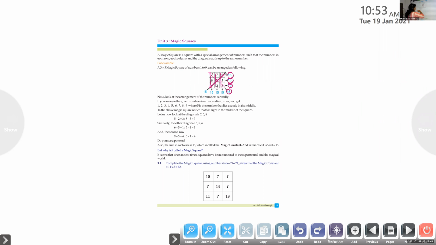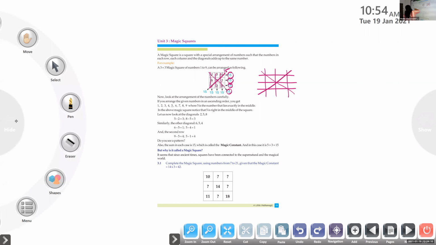2 diagonals, isn't it? What is meant by a diagonal? The line which joins the opposite corners, passing through the center. This is 6 plus 5 plus 4. Again, it is 15. So row wise and column wise if you add, and also diagonal wise, the sum will be equal. That is a magic square.